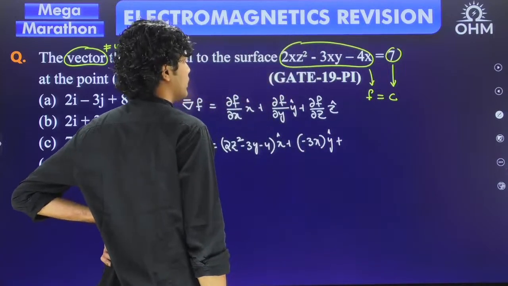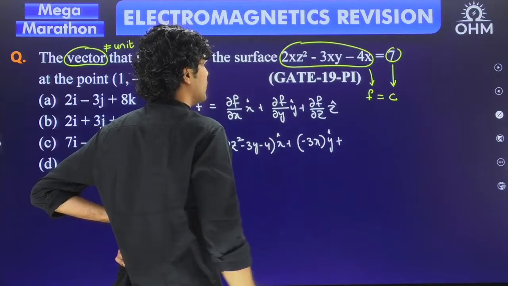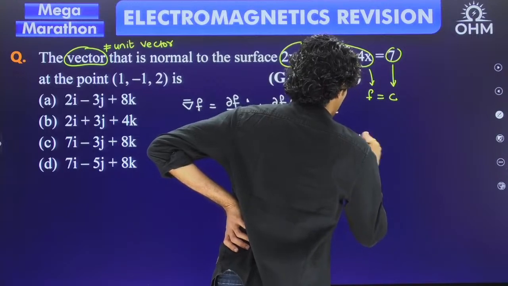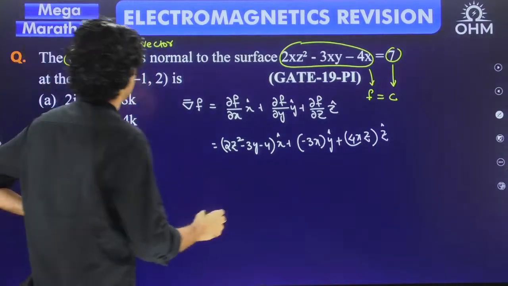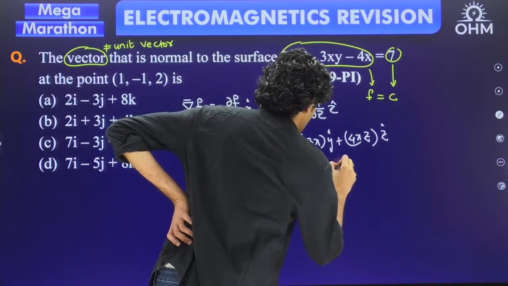Differentiation of the function with respect to z: only here we have z terms. The derivative of z square is 2z, so 2z into 2x is 4xz, in the z cap direction. And the point of interest is 1 comma minus 1 comma 2.